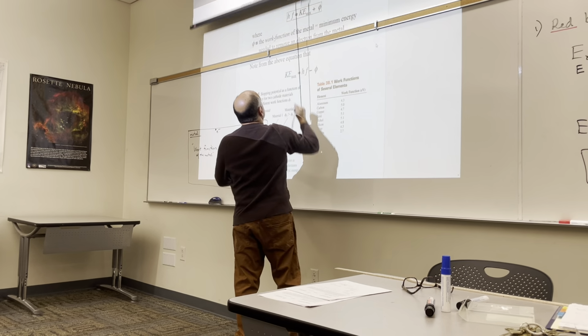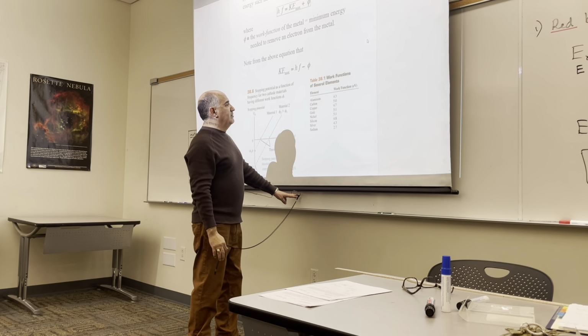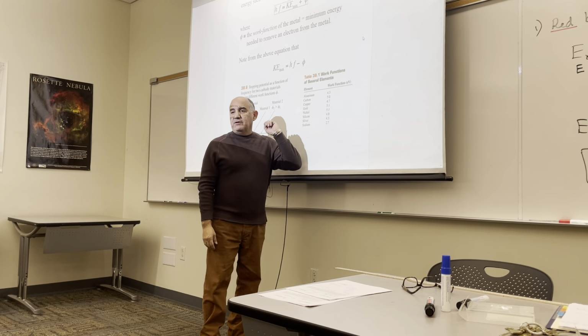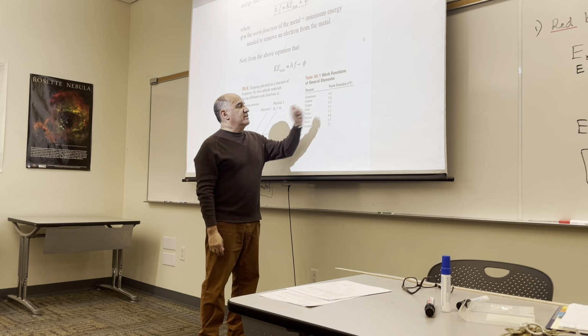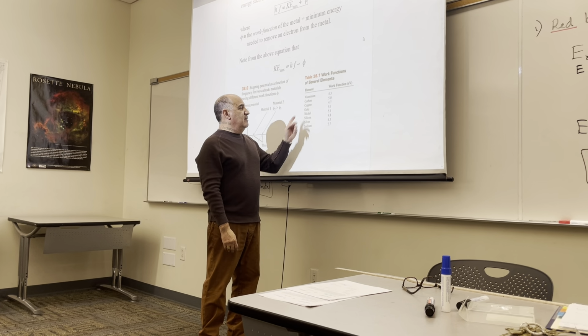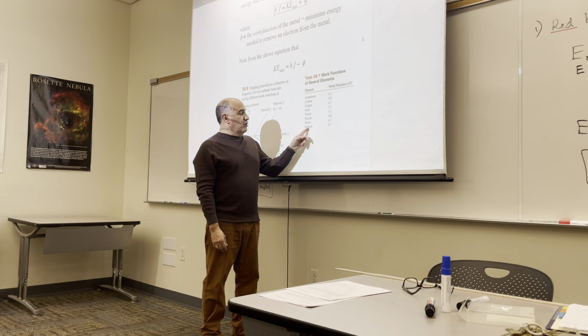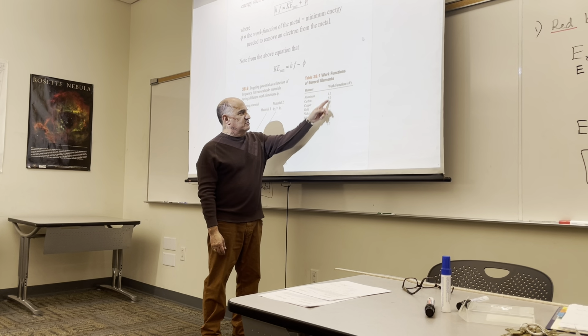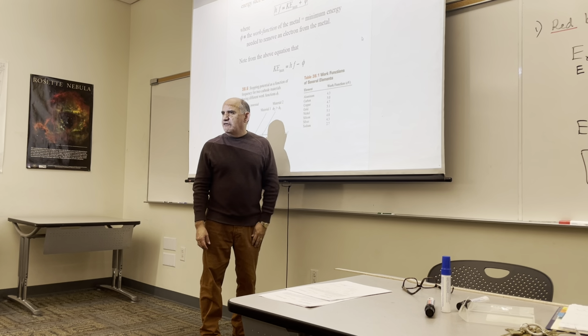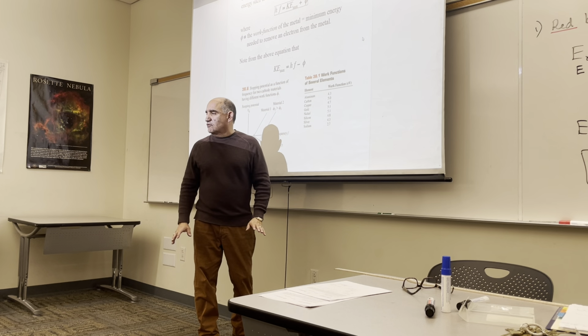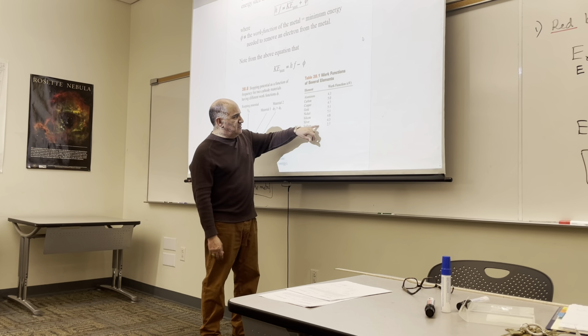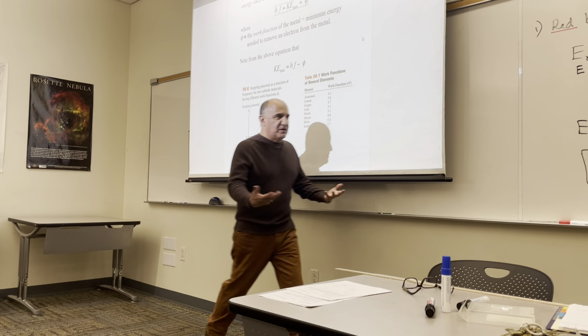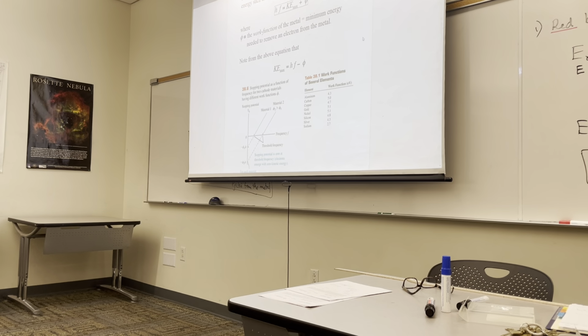Some typical values. For aluminum, the work function is 4.3. For carbon, it's 5.0. For copper, it's 4.7. For gold, it's 5.1. For sodium, it's 2.7. For silver, it's 4.3. Silicon, 4.8. Around 2.5 to 5 or so electron volts. I'm going to choose 2.7, only because that lies between these. So I just want to base my discussion on this.